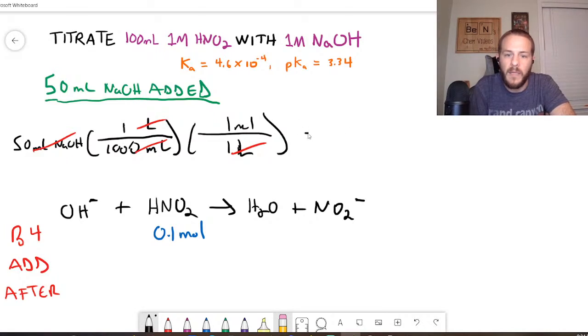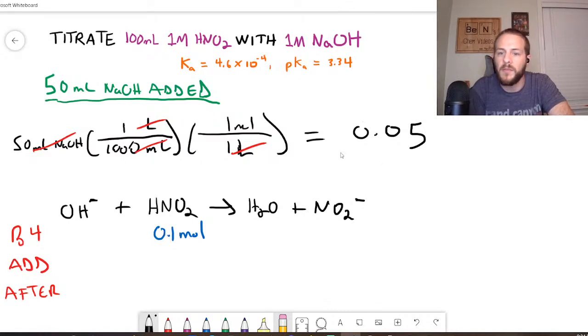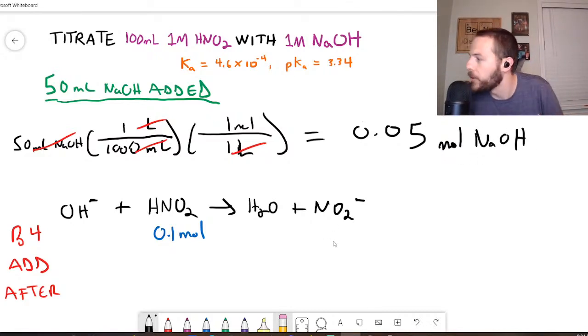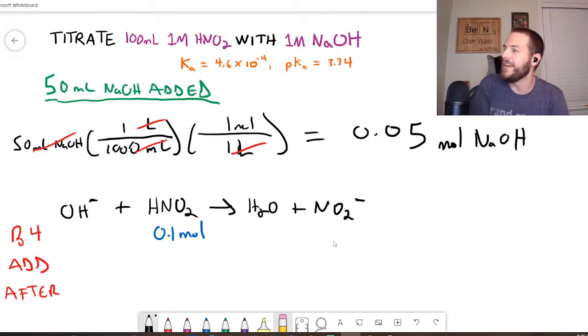So now we have 0.05. 50 divided by 1,000. So we have 0.05 moles of sodium hydroxide that are going to be added to this. Yeah, 0.05, not capital M, it's just mol. 0.05 moles, not 0.05 molar.